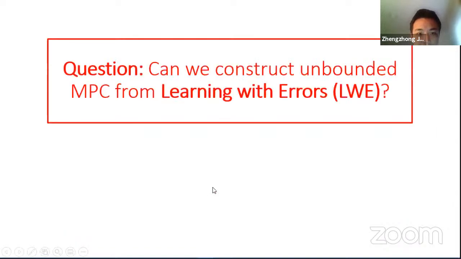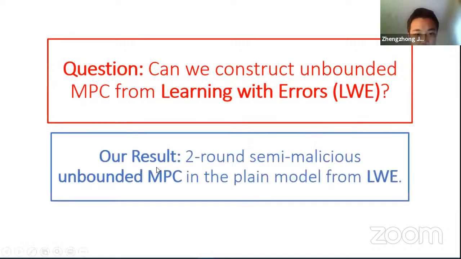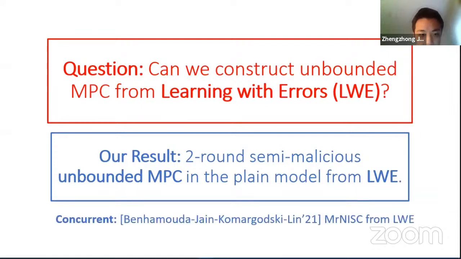So in this work, we study the following question. Can we construct unbounded MPC from learning with errors? And here is our result. We construct a two-round semi-malicious unbounded MPC in the plain model from learning with errors. As you already know, there is also a concurrent work by the last talk. They also construct Mr. NISC from learning with errors.